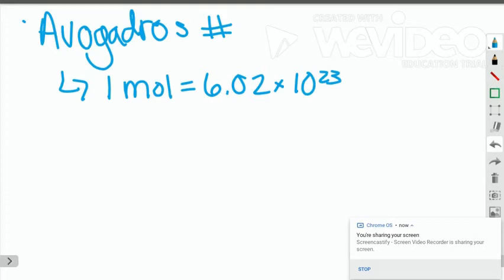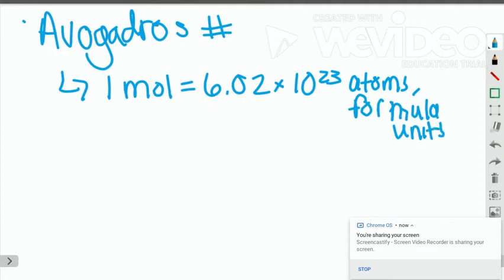But Avogadro's number is equal to, so that conversion, or Avogadro's number, is really 6.02 times 10 to the 23rd, but it equals 1 mole. So it is 6.02 times 10 to the 23rd of atoms, formula units, ions, or molecules. So there's just different terminology.